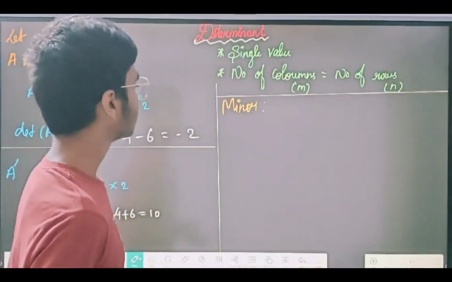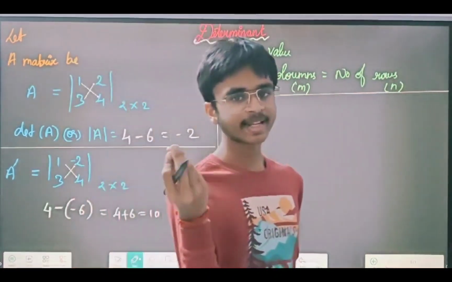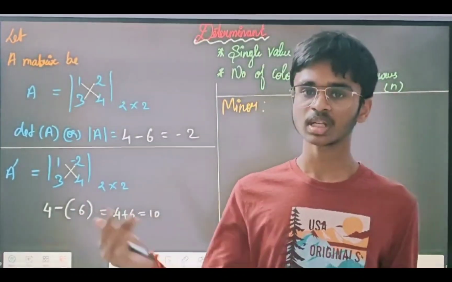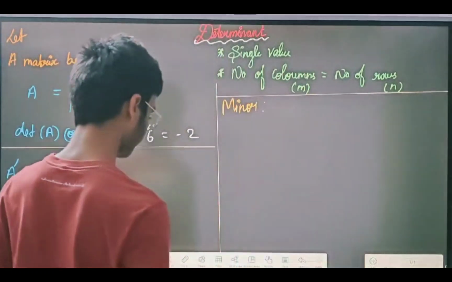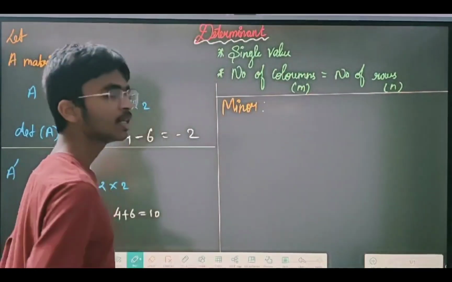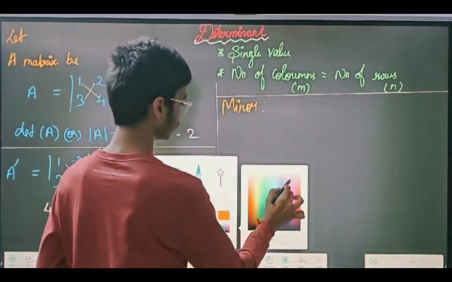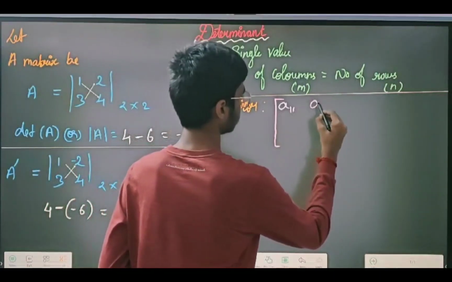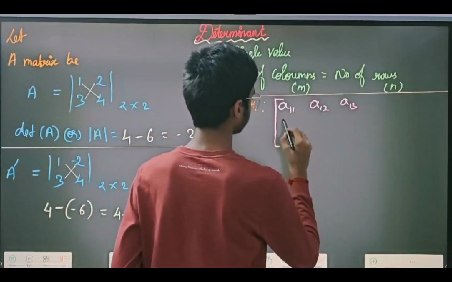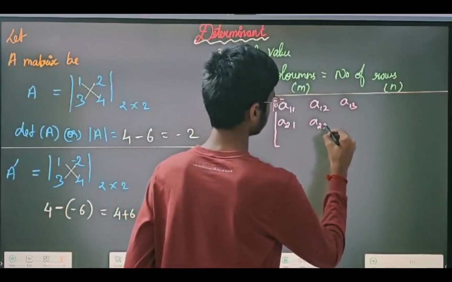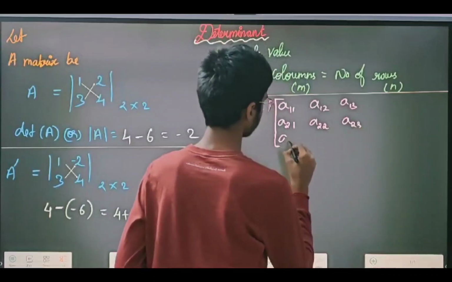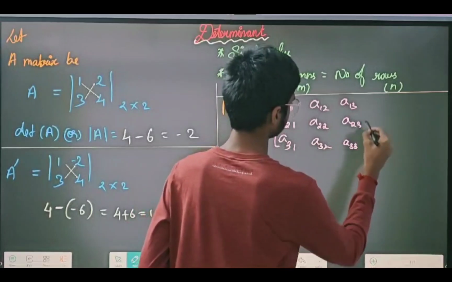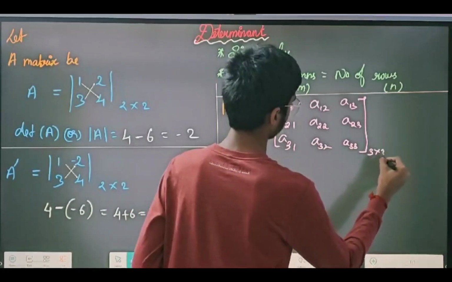So in mathematics, what is a minor? Minor is a value. It is just like a determinant value, and it is found mostly for matrices of order 3. For example, I'm going to consider a matrix like A11, A12, A13, then A21, A22, A23, A31, A32, and A33, which has order 3 by 3.